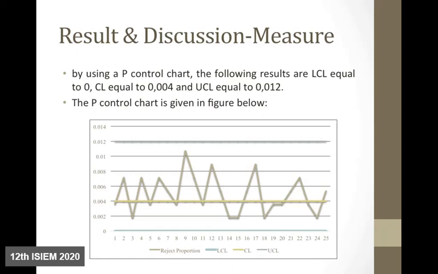The DPMO value obtained from the production process on the tubbing machine is equal to 3691. The achievement of sigma value is 4.18. Even though the sigma value is above average, there must always be continuous improvement to achieve the Six Sigma target.